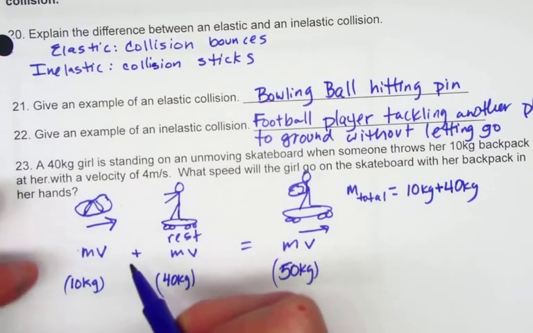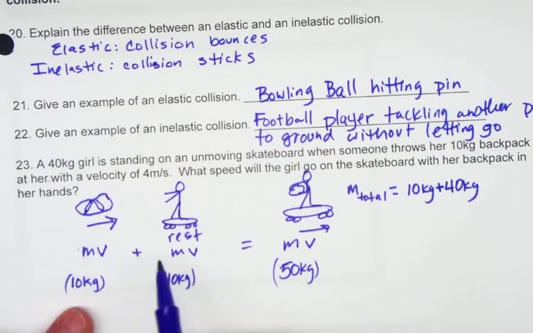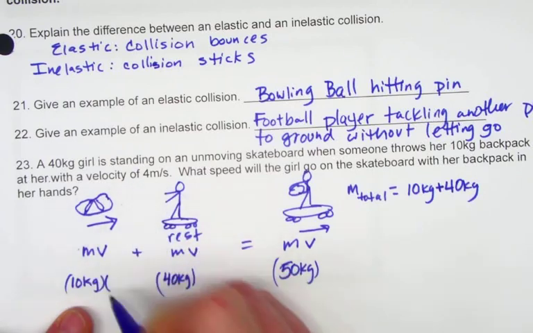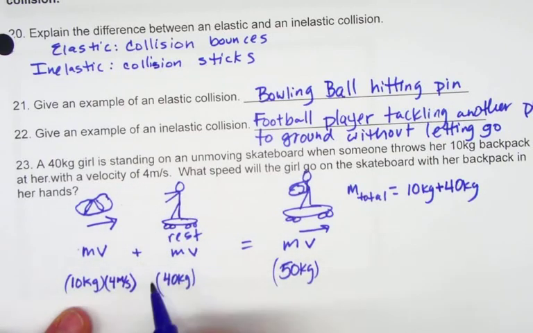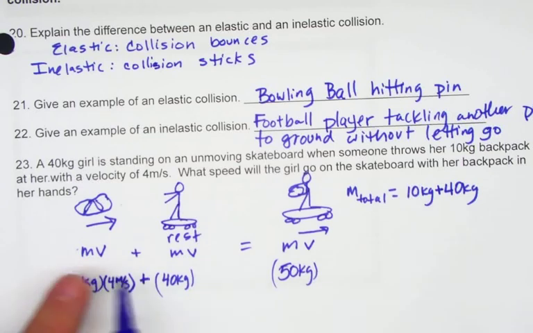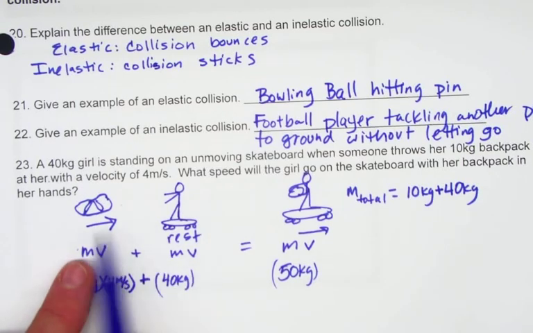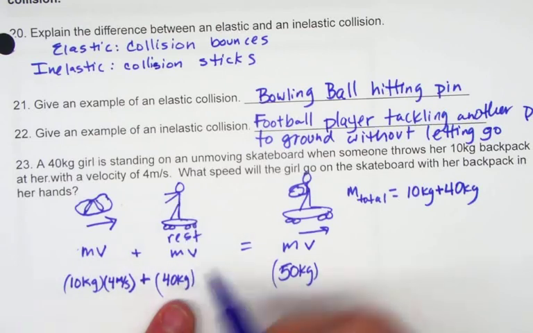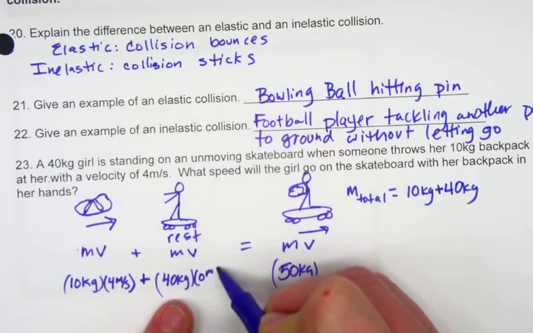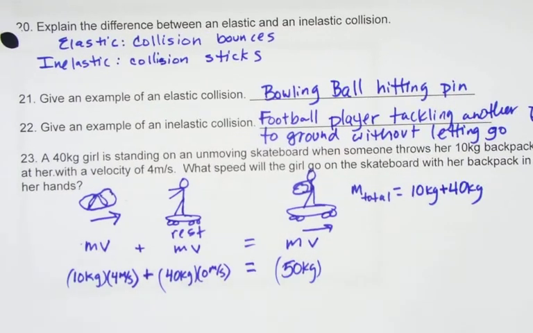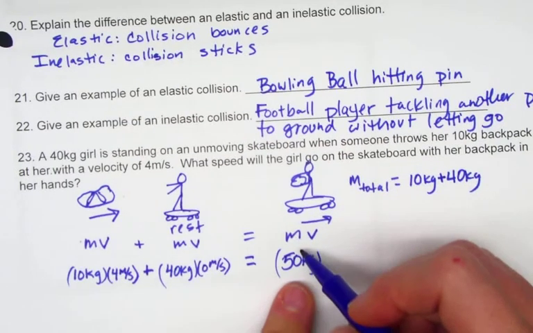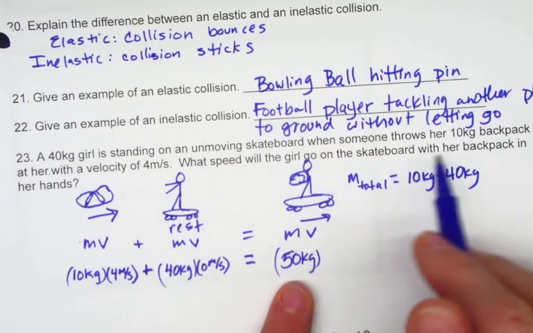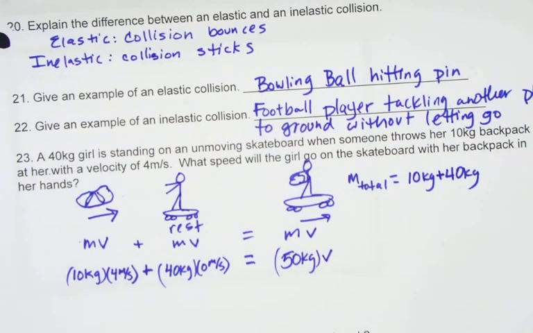So now let's go back and look at the speeds. Everything is mass times velocity. Well, the velocity of the backpack is 4 meters per second. All right, now I can add a plus here because I'm adding the before collision. I'm adding everything that has momentum. Well, the girl is at rest, so she's at 0 meters per second. And then we don't know the velocity together. That's what we want to know. What is the speed the girl will go on the skateboard here? So we don't know that one.